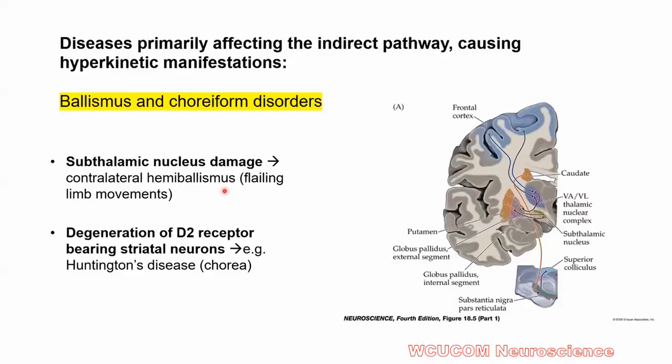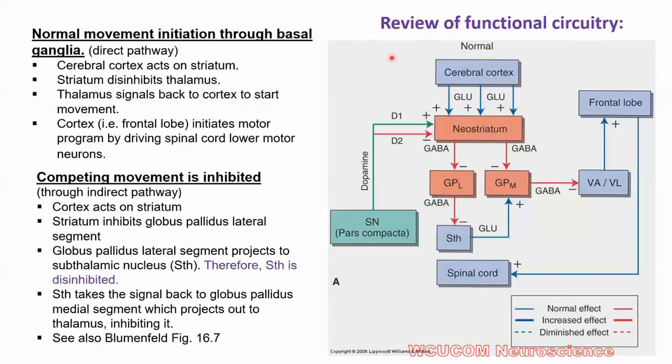And in a similar way, degeneration of the D2 receptor bearing striatal neurons, many of them are in the caudate, but some in putamen, for example in Huntington's disease, will cause an awkward, dance-like choreiform type of movement. Also because it interferes with the normal ability of the indirect pathway to restrain unwanted movement behavior. This would be the review of functional circuitry.